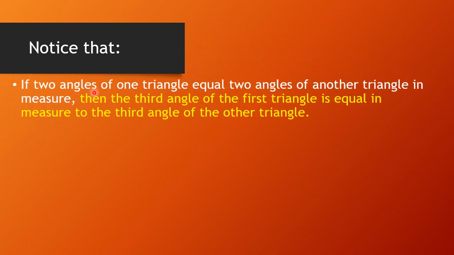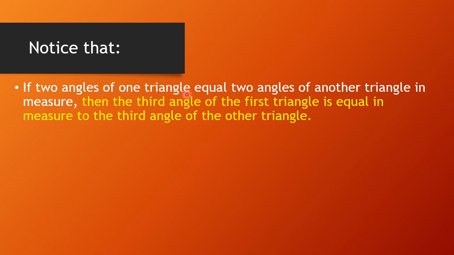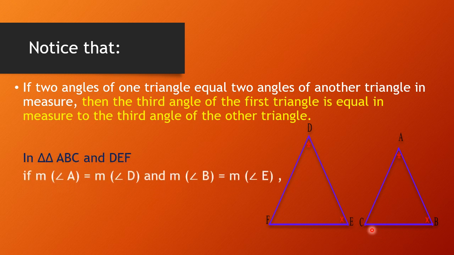Notice that if two angles of one triangle are equal to two angles of the other triangle, like measure angle A equal measure angle D and measure angle B equal measure angle E, then the measure of the third angle of the first triangle is equal to the third angle of the other triangle, like measure angle C will be equal to measure angle F.